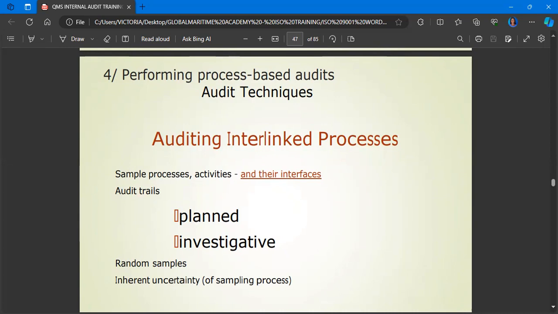Yes, audit is a sampling exercise. When you conduct an audit, it doesn't mean that when another audit team conducts an audit on that particular activity, the report is going to be exactly the same. No, audit is a sampling exercise.